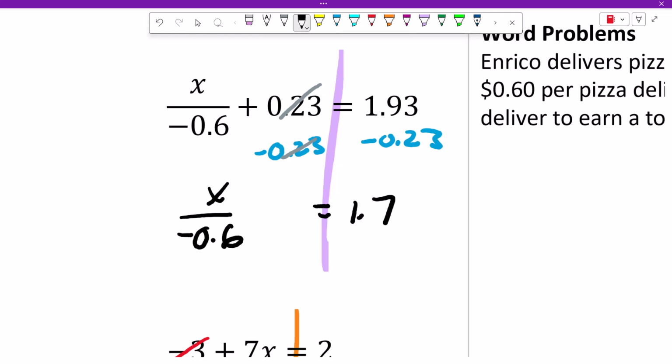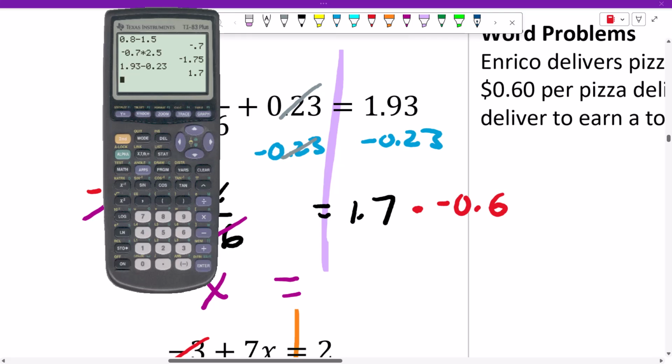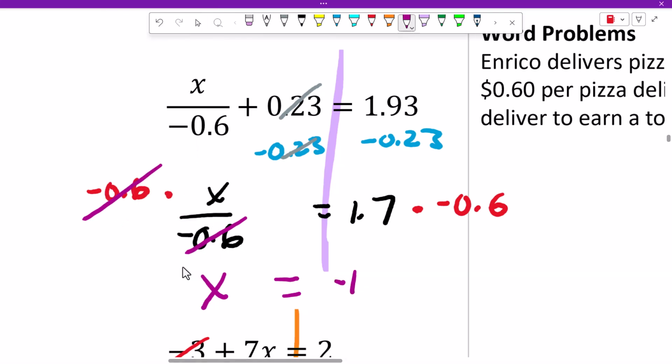Okay. The x is still not by itself, so how do you get rid of that 0.6? Multiply. By what number? Negative 0.6. Yeah, it's negative 0.6. You want to multiply by negative 0.6. Those go away. Then you have 1.7 times negative 0.6, and we get negative 1.02. Okay. And that's it.